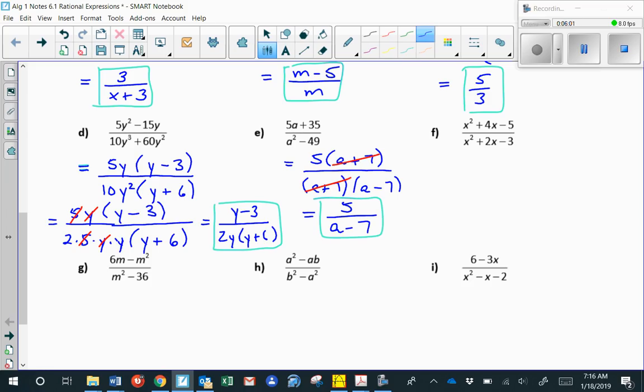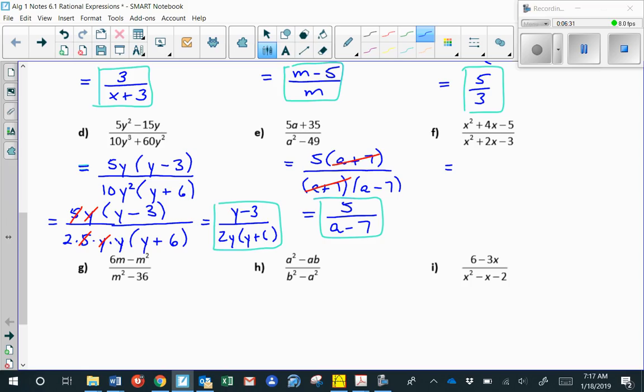In F, you'll notice that we have trinomials. Now, we may have talked a little bit about this trick for factoring trinomials quickly if the leading coefficient, or the x squared coefficient, is 1. That's true in the case of both the numerator and the denominator in example 1F. So we're going to use that shortcut. I'll go a little bit slowly for this.